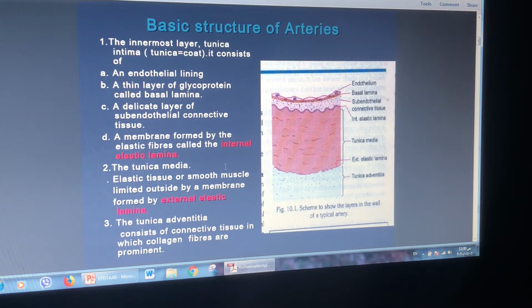This slide shows the layers in the wall of a typical artery. This is the tunica media, and this is the endothelium. This is the basal lamina. This is the subendothelial connective tissue, and this is the tunica adventitia, and this is the external elastic lamina.